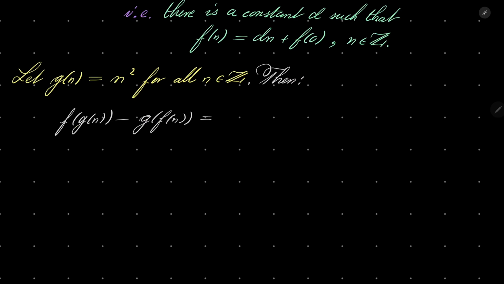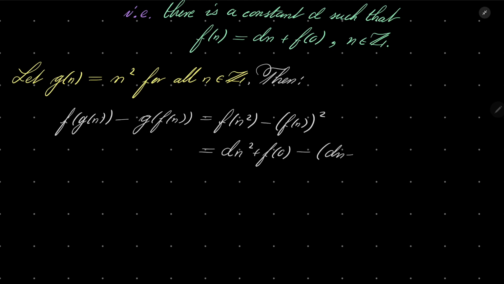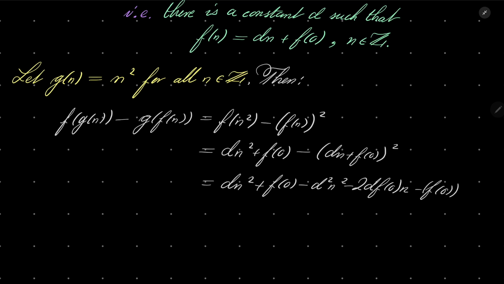What is f of g of n? It's f of n squared. But what is f of n squared? It's dn squared plus f of 0, minus, and here we have dn plus f of 0 squared. So we have dn squared plus f of 0 minus d squared n squared minus 2d f of 0 n minus f of 0 squared.